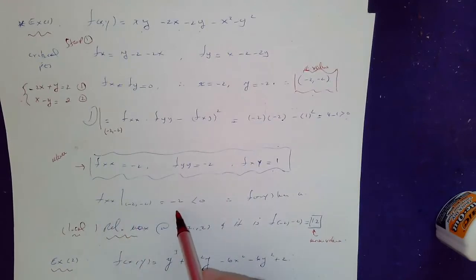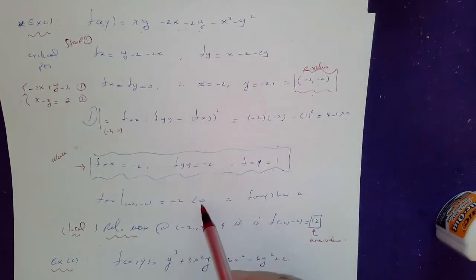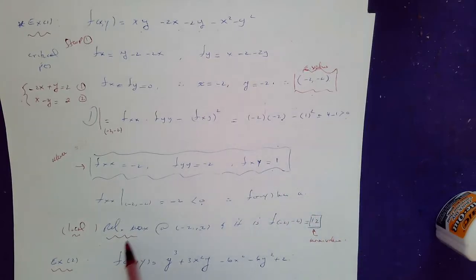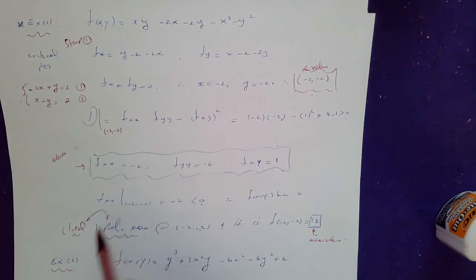fxx is -2, which is less than 0. So D was positive, fxx negative, according to our rule. So f has a relative maximum at (-2, -2). Or instead of relative, you can also use the word local. So what is that relative maximum equal to?